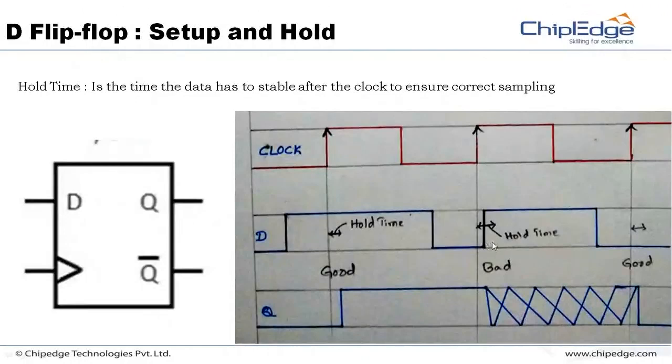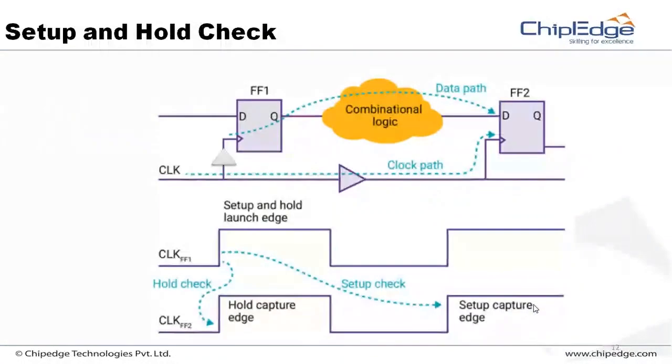It should have actually changed after some time like this, right? So you understand this. The data should come early and also it should be stable after the clock edge. If you don't meet either the setup or the hold, your D flip flop will enter into metastable state, right? Am I clear with setup and hold? So let us do a check. How do we check the setup and hold?